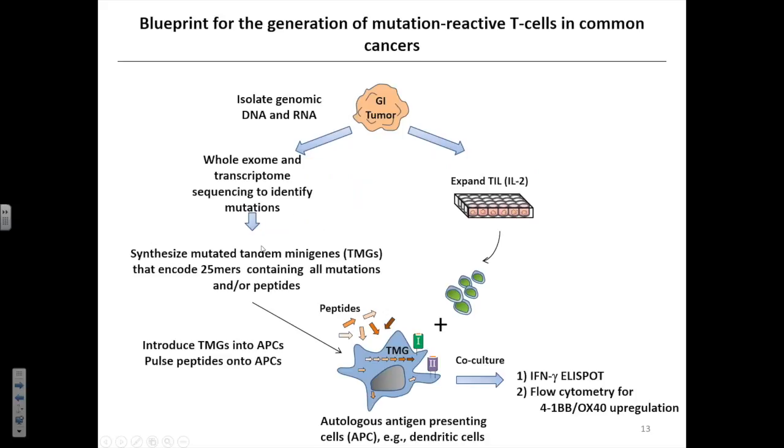Well, what we then do is put that RNA into the antigen-presenting cell. We take the TIL cells that mediated complete regression of cancer, put them in co-culture with this antigen-presenting cell, and then look to see if, in fact, the T cell is recognizing anything on that antigen-presenting cell.